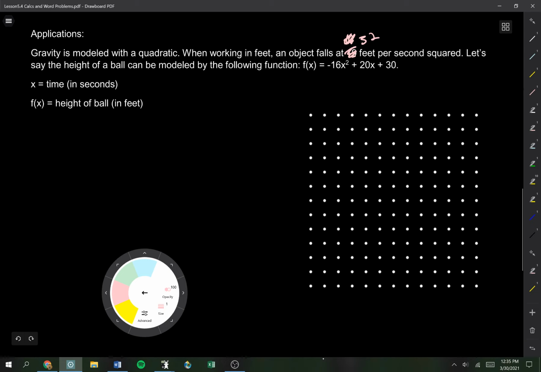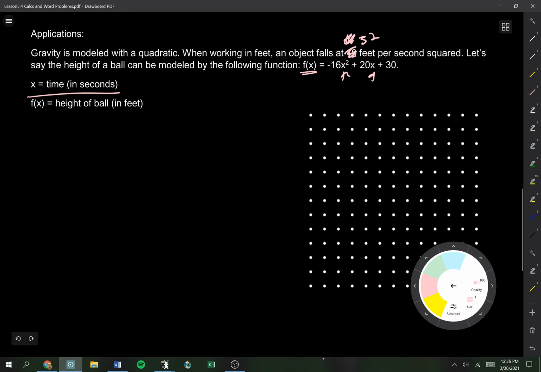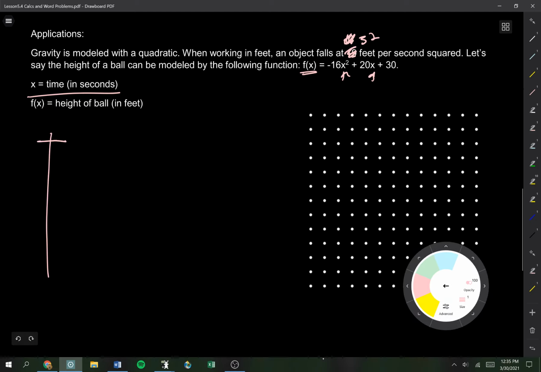So in this equation, we can plug in x for time. X stands for time in seconds. We can get out y as height in feet. Okay? So we plug in time, we get out height, and we can find the height of the ball over time. This is a quadratic, and I'm going to graph it just like every other quadratic.